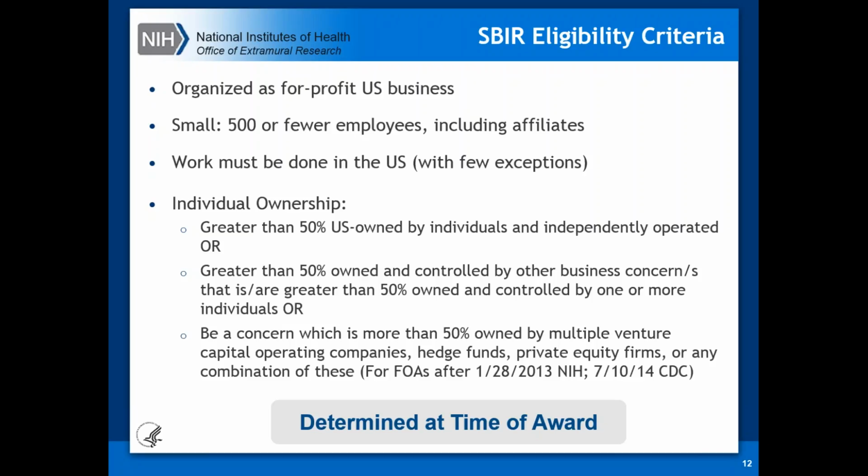or greater than 50% owned and controlled by other business concerns that are greater than 50% owned and controlled by one or more individuals, or could be a concern which is more than 50% owned by multiple venture capital operating companies, hedge funds, private equity firms, or any combination of these. And please note, eligibility is determined at the time of award, not at the time of application. So certain things you can get in place by the time of the award itself, if you are in fact approved.